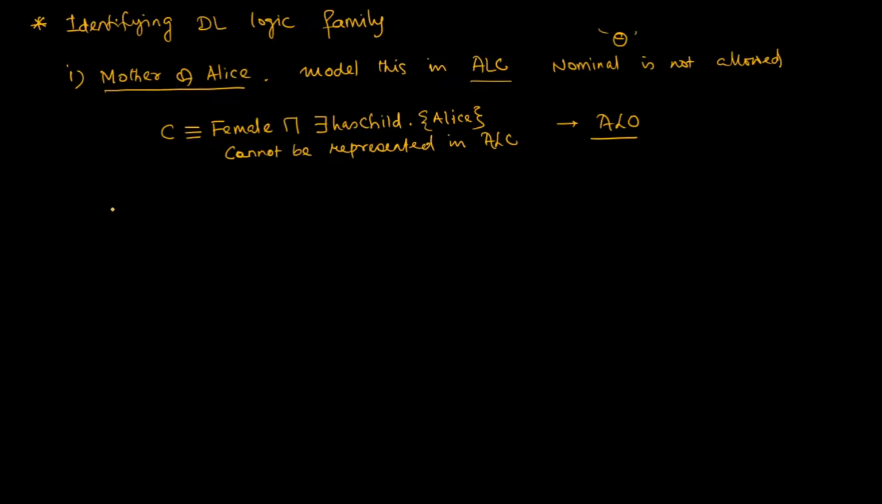Let us have another example of this sort. We are trying to define something like academician. So academician is a person who teaches at least say two courses.